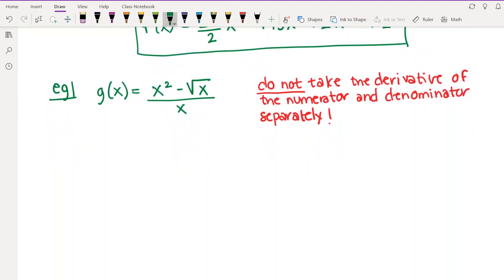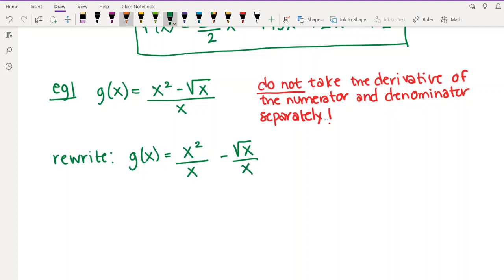We can rewrite this function, and the way we're going to rewrite it is we're going to split it into 2 fractions. So instead of writing this as all one fraction, we could write it as x squared over x minus square root of x over x, right?